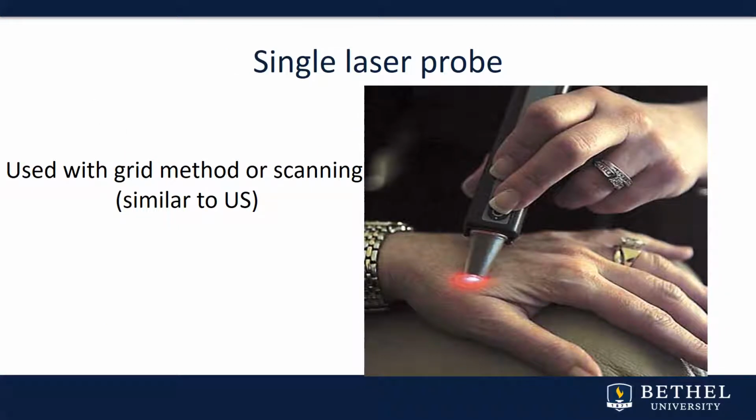Here's the single laser probe that we can use with the grid method. You can actually draw a small grid, and the boxes should be about the size of the end where the light is emitted. Or you can scan over the area, just scanning back and forth in a grid-like fashion in the small area being treated. Remember, however, this picture is not a good one because the unit should be held perpendicular to the tissue, so you shouldn't be seeing this much light through your colored protective glasses.